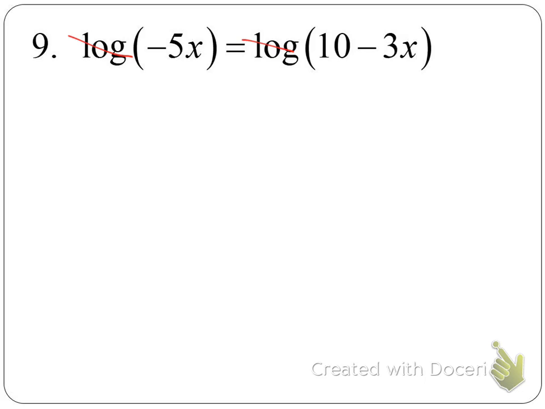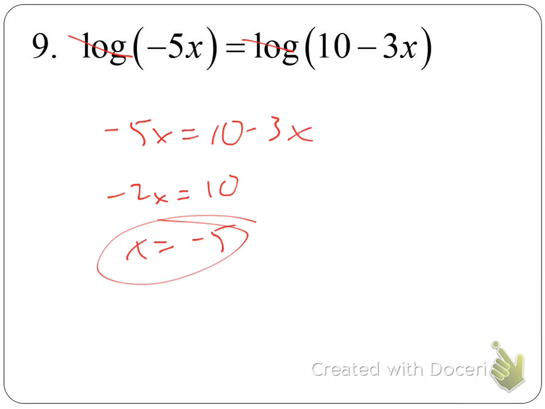We can just drop these logarithms, set the arguments equal to each other, and solve for x. Add 3x, divide by negative 2, x is negative 5. Now you start to think, wait a minute, we've not been able to use the negative solutions before, so we probably can't use negative 5 here either.